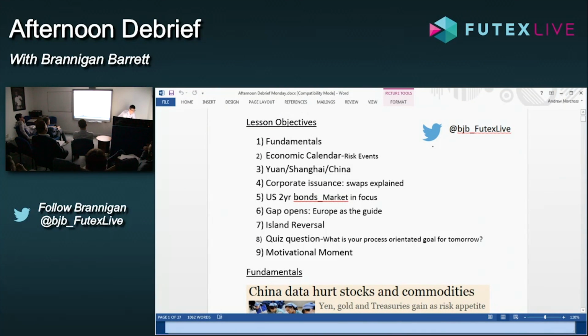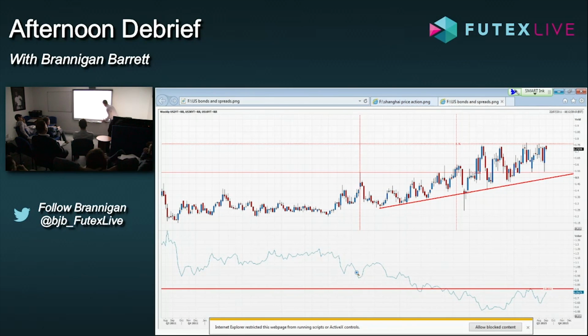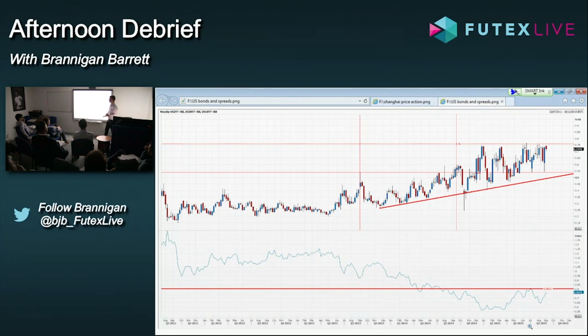2-year market in focus. Very important chart, guys. Sorry, I know I've got a lot of things here that are very important today, but this is extremely important. What you're looking at here is the US 2-year. More importantly, it's the weekly US 2-year dating back to 2011.